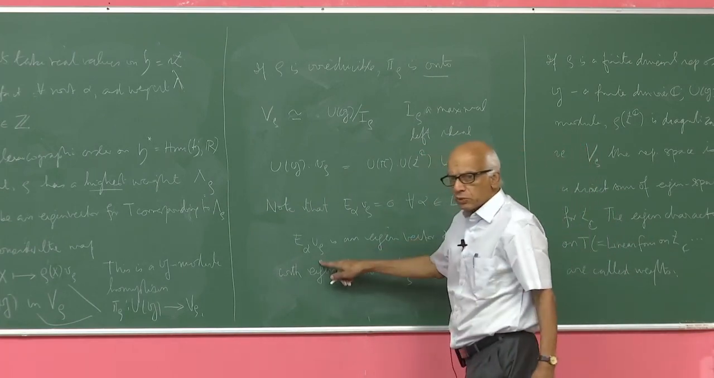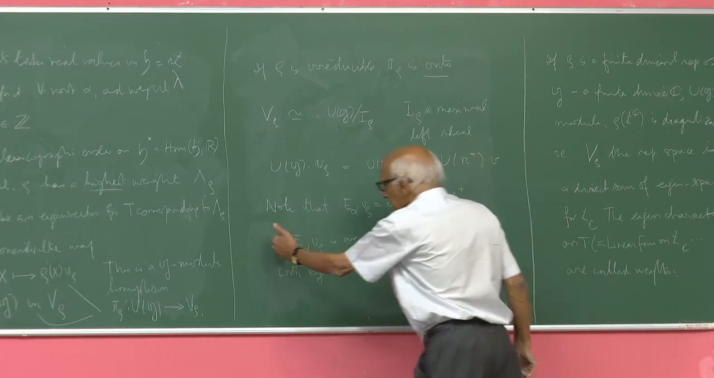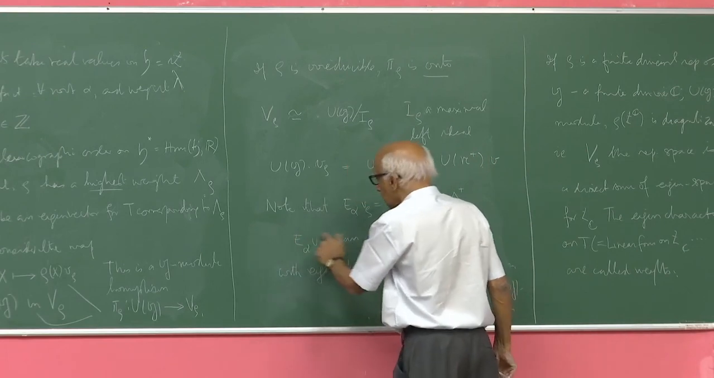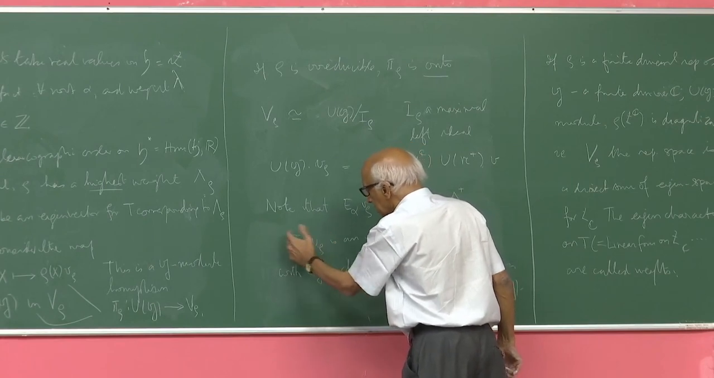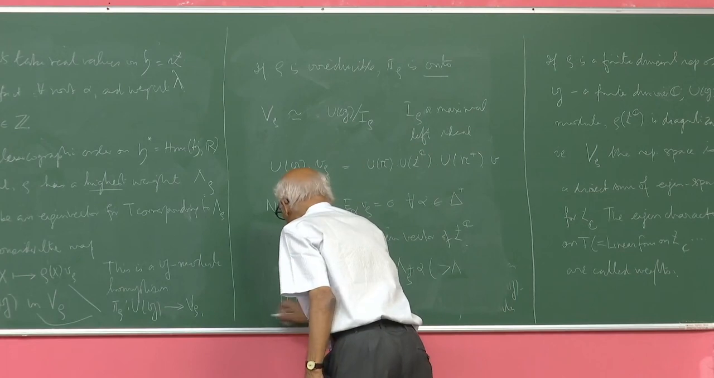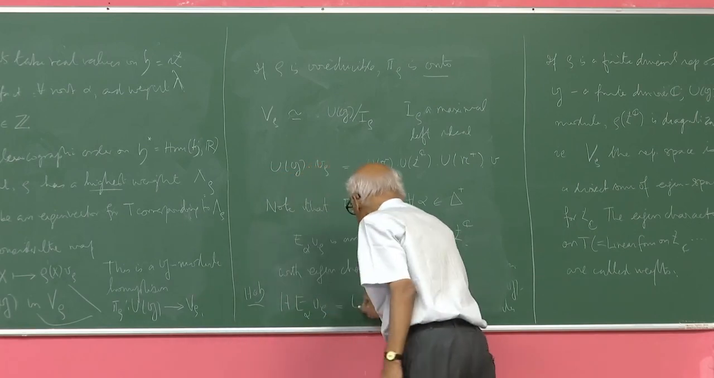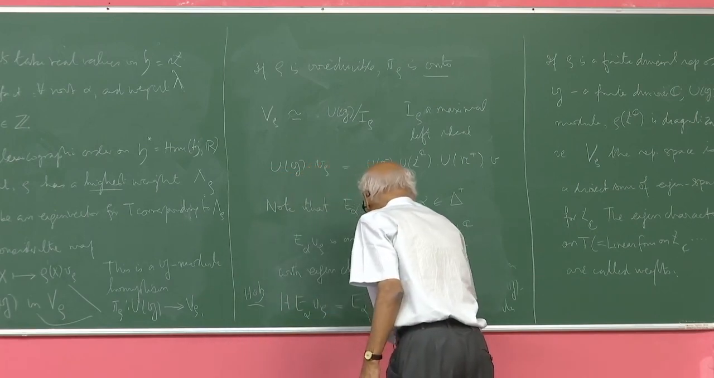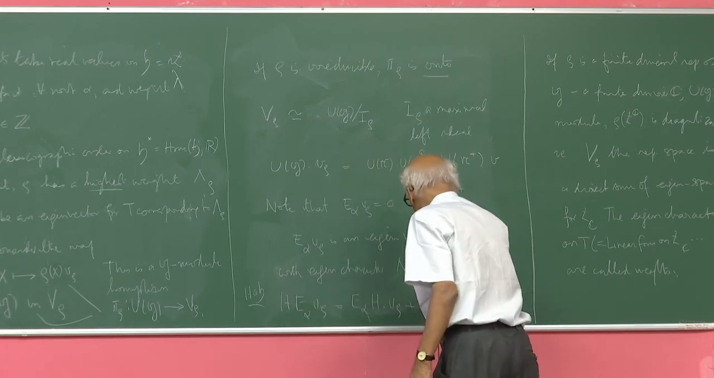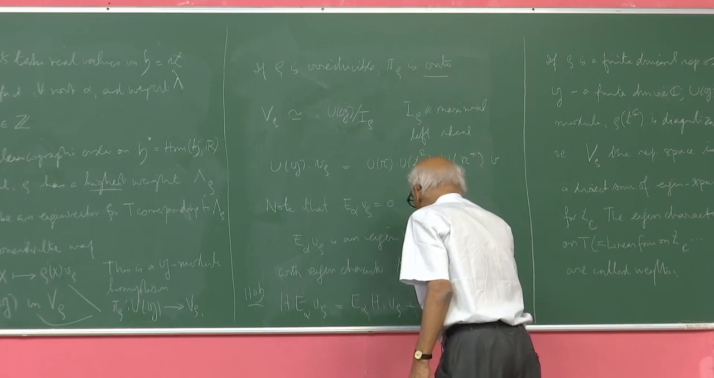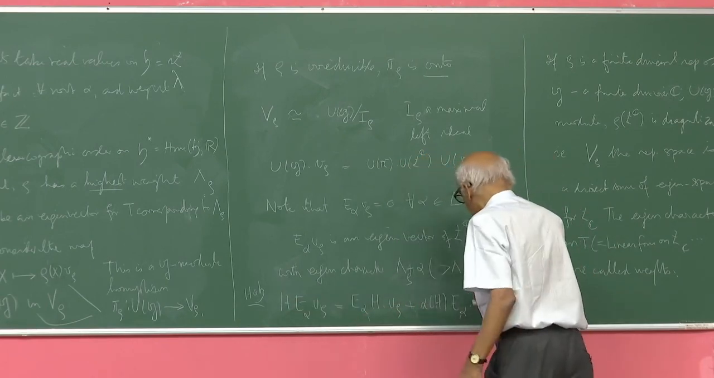V rho is the weight vector corresponding to the eigen character lambda rho. If I apply E alpha to V rho, and then apply an element H in the Cartan subalgebra, H E alpha V rho is by definition E alpha H V rho plus the bracket [H, E alpha] times V rho.